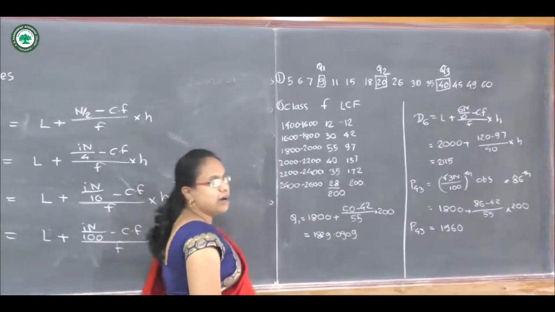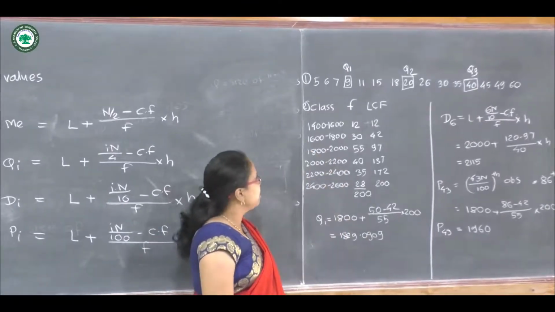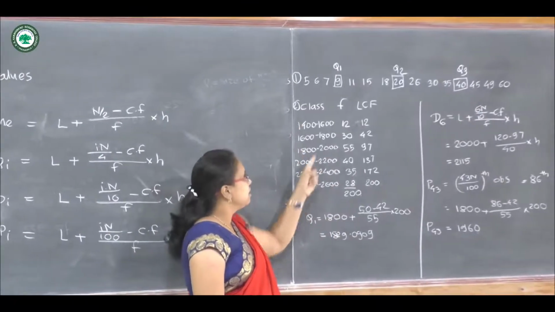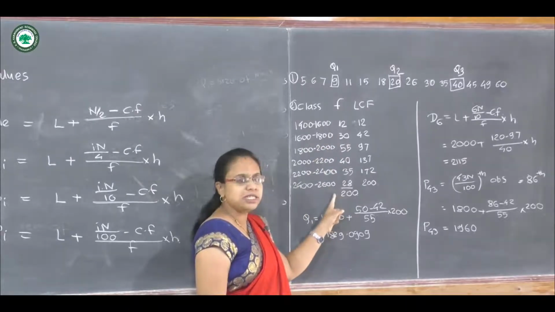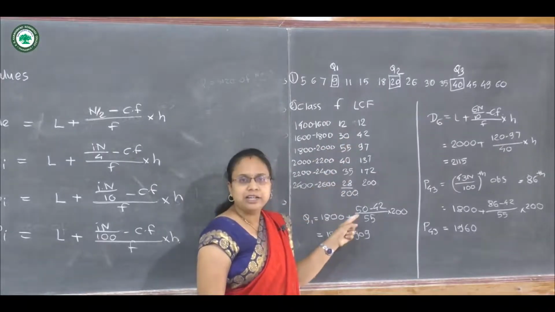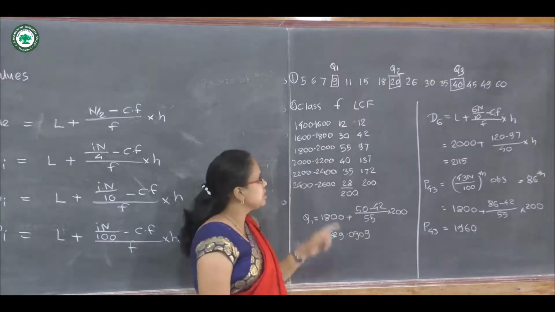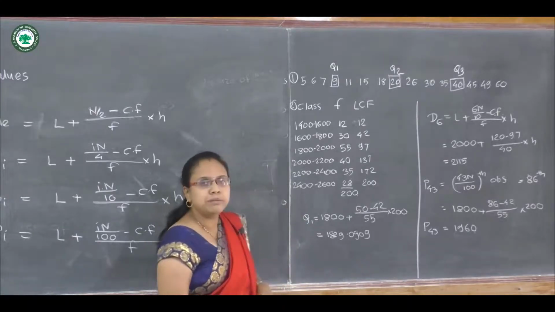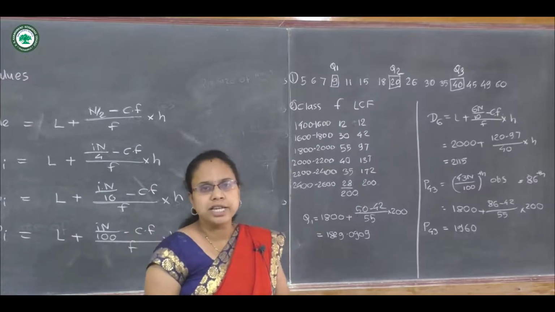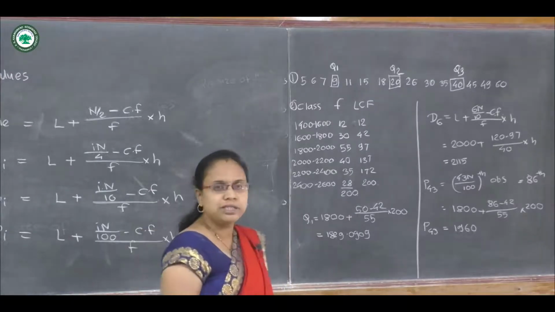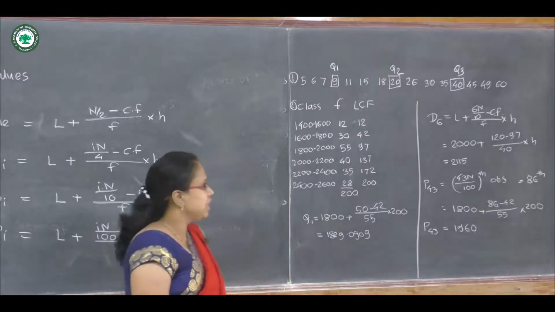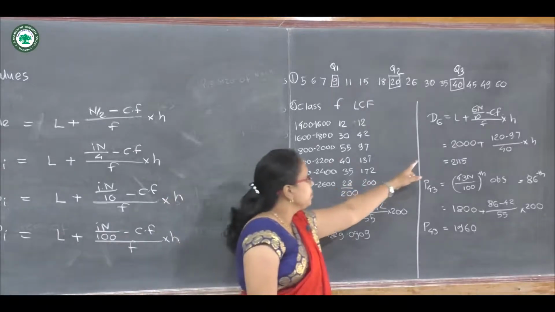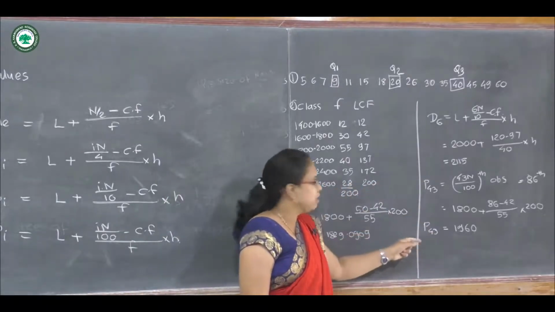So if we have this type of data, these are the classes, these are the given frequencies, and we have calculated the less than cumulative frequencies for this data. Then we are asked to obtain the first quartile, 6th decile and 43rd percentile. Here I have written the formulas and calculations.